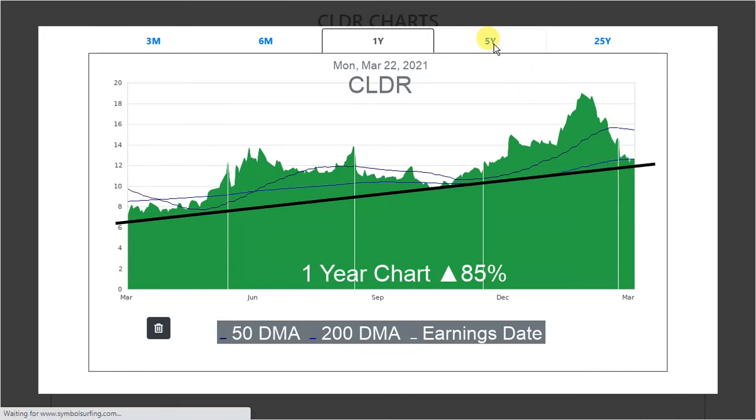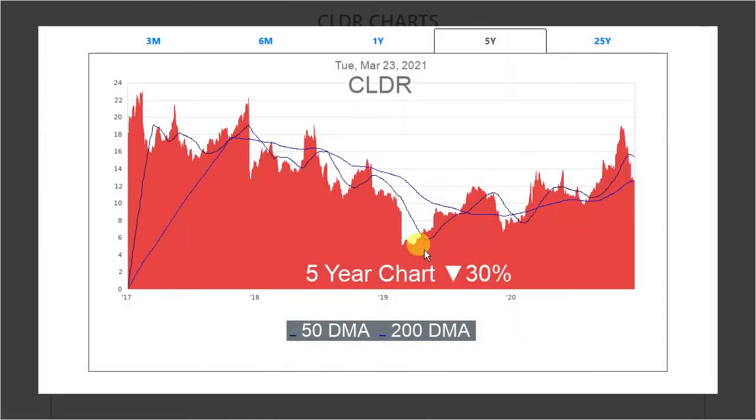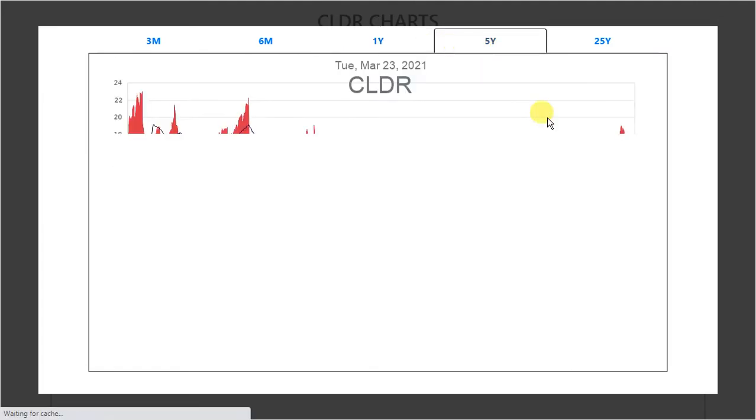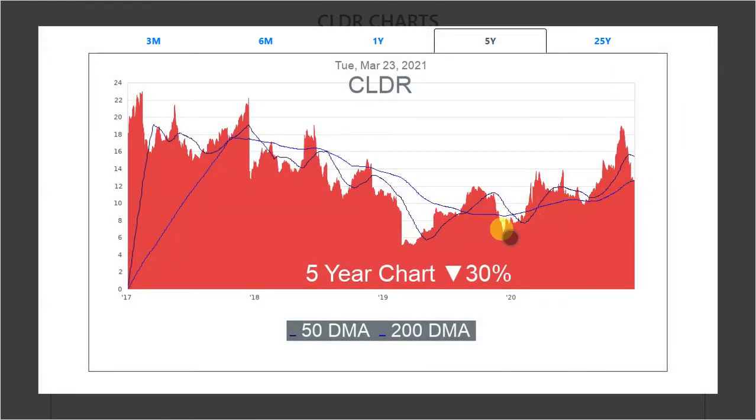Okay, but hold on. Now let's look at the 5-year chart. The 5-year chart has this low, and on the 1-year chart, we don't have that low. We're just looking at this low and this low and this low. On the 5-year chart, this is the other low, which isn't featured on the 1-year chart. And that's one of the benefits of using Symbol Surfing: the long-term chart views. It's really hard to find anything significant for a 5-day chart or a 1-day chart unless you're day trading.